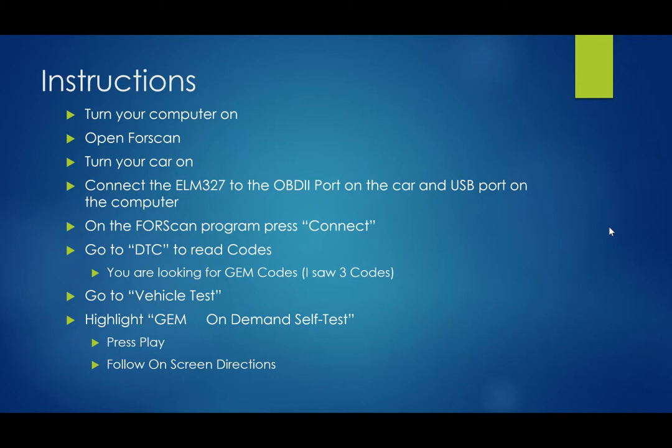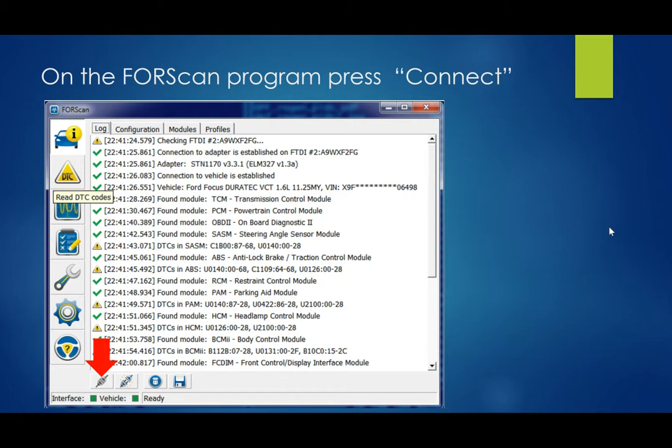So we're going to go through the instructions. Of course, you turn on your computer, you open FORScan, you turn on your vehicle, you connect your ELM 327 to your port on your car and a USB port on your computer. And then you press the connect button. The little red arrows point to the connect button on your FORScan program.